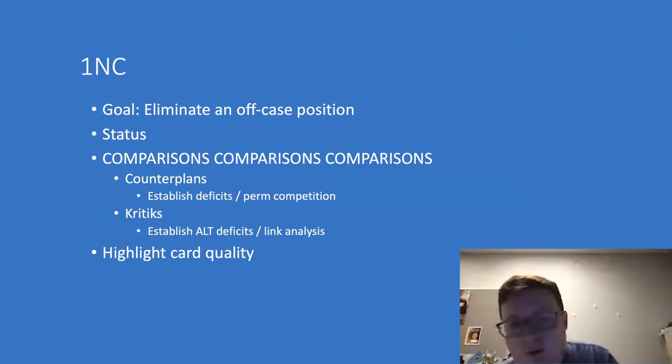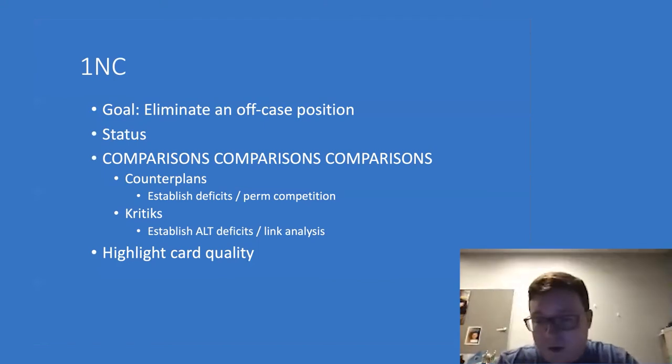The same thing is true for critiques. You can start isolating and figuring out, is this a movements-based alternative? Is this an alternative that is based on epistemology? Is it an alternative that is just to the debaters themselves? And you can start looking at deficits from there.